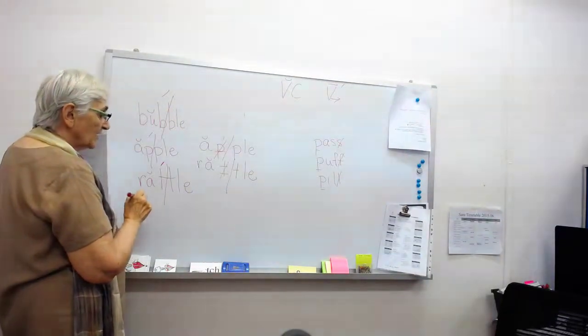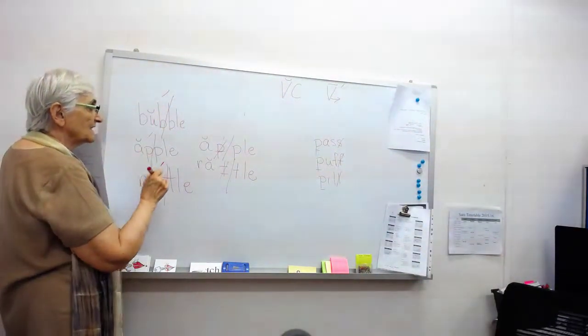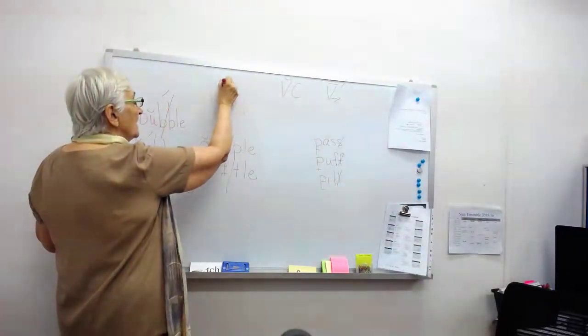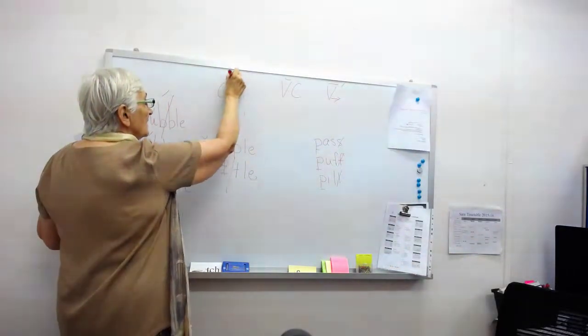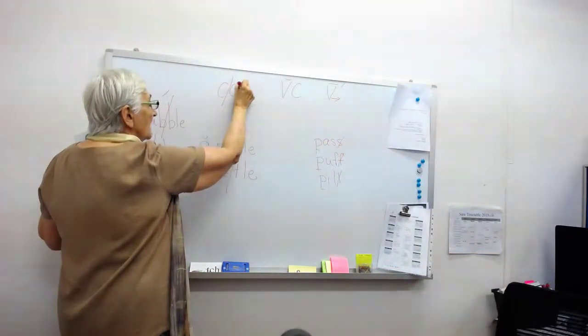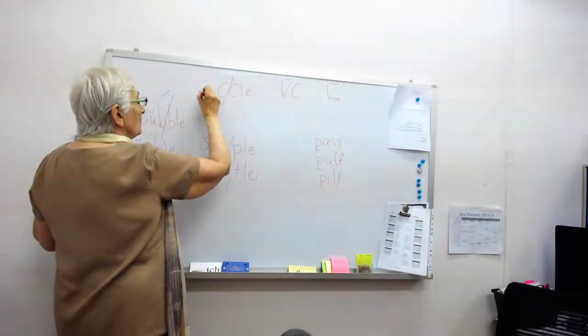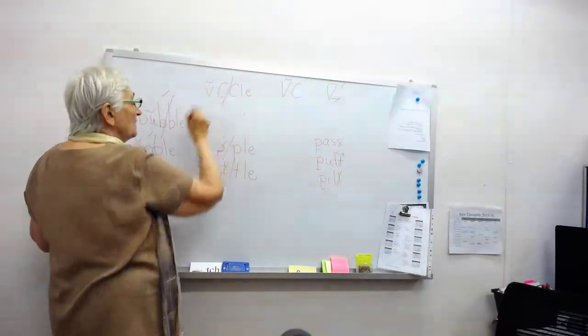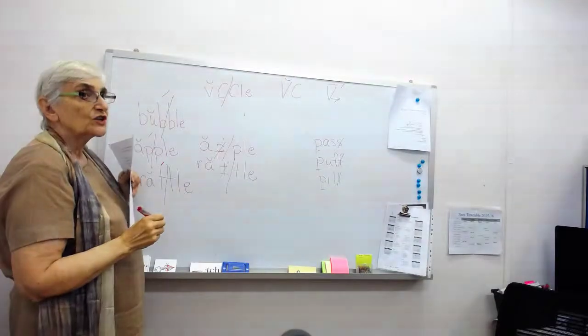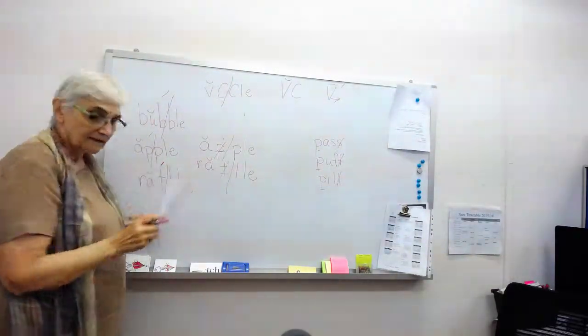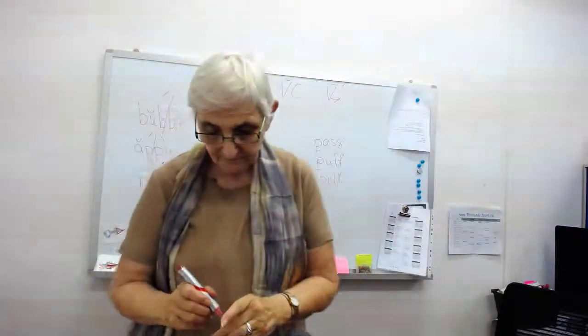Okay, so this is the concept that you may double the consonants before a consonant LE syllable. And the reason for doing that is to keep your first vowel short. All right, done.